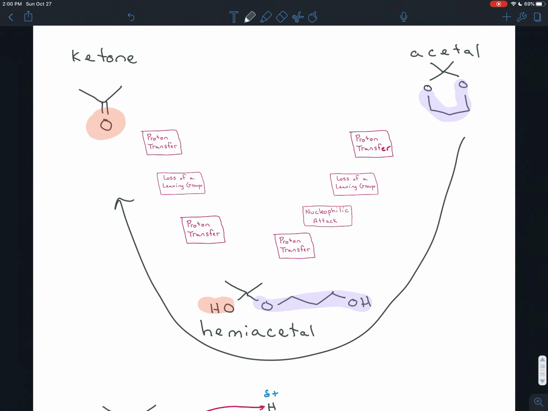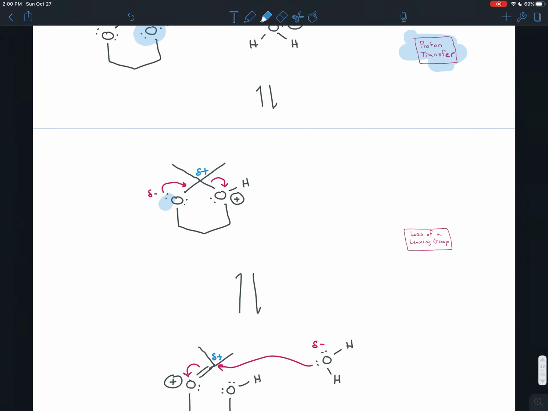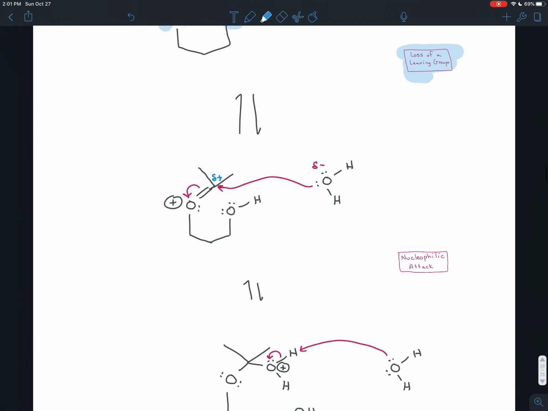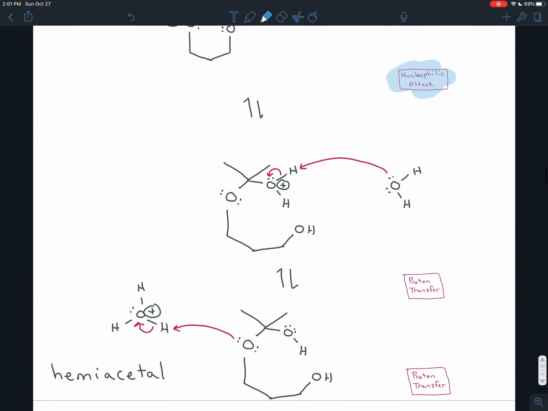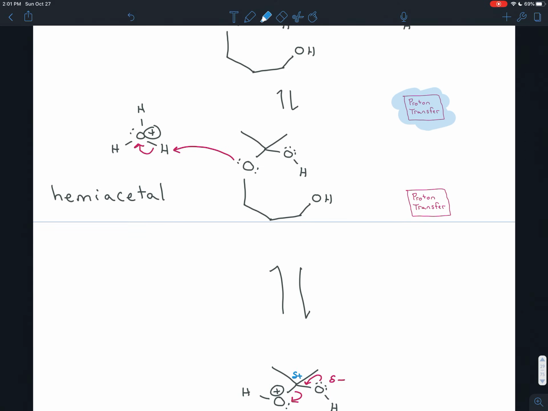So to go through those steps one more time, to get from the acetal to the ketone, we wanted to kick the ether off, but it's a bad leaving group, so we did a proton transfer. That gave it a positive charge, and with just a small push, we kicked it off, loss of a leaving group. Once it was off, we had a good, strong electrophile, so we treated it with a weak nucleophile, water, and did a nucleophilic attack. The molecule we were left with was almost the hemiacetal. We just had to stabilize it by doing a proton transfer.